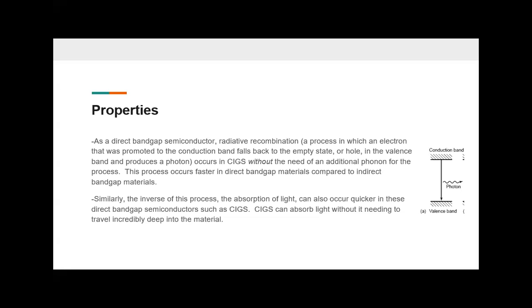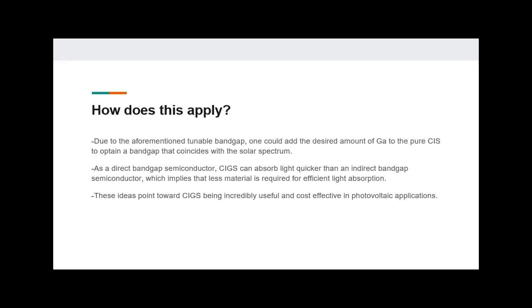What's important to notice is that as a direct band gap semiconductor, this process can happen a lot quicker than in an indirect band gap semiconductor, because you don't need a phonon to complete the process. The phonon is needed, as we talked about, to conserve momentum, because if you're not conserving momentum, you're obviously breaking fundamental laws of physics. Without a phonon, it's allowed to go a lot faster, and it's generally more efficient in this light absorption process. So how does this apply?